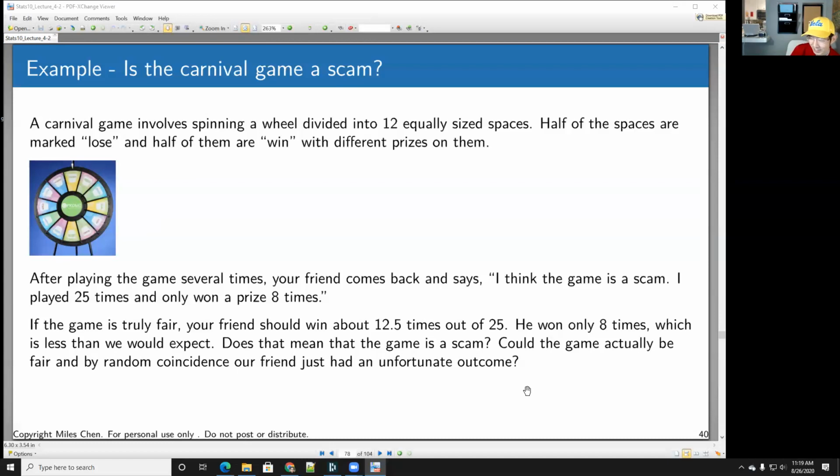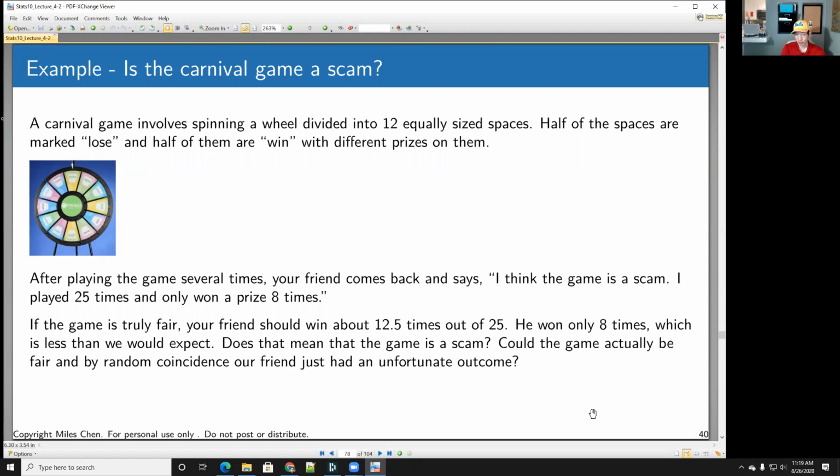Okay, all right. Thank you to those of you who participated. It seems the class is split around 25% and 75%, at least for those who responded. So some of you think maybe the game's a scam, 8 out of 25 is pretty low, or maybe it could just be chalked up to bad luck.